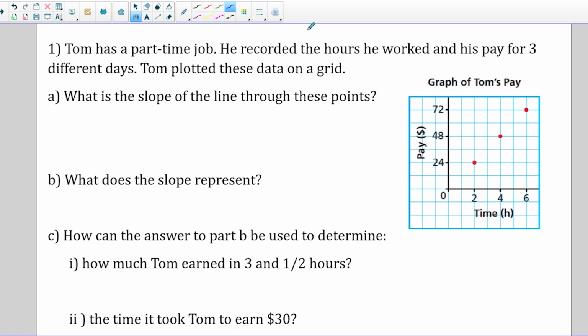So Tom has a part-time job. He recorded the hours he worked and his pay for 3 different days. Tom plotted the data on a grid. What is the slope of the line through these points?